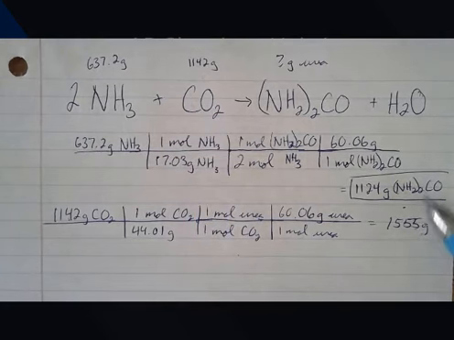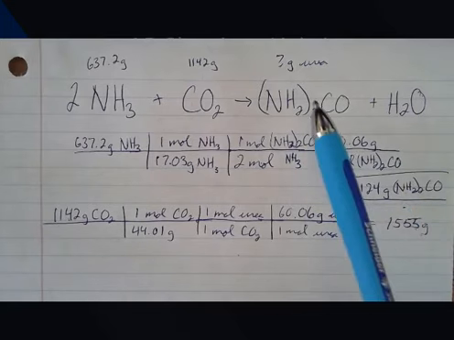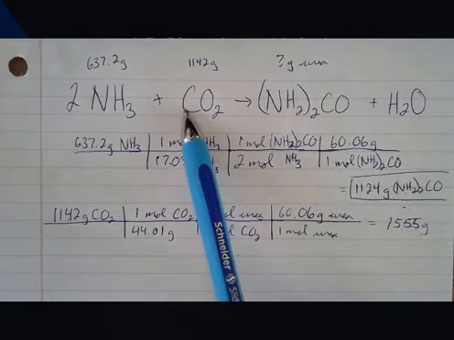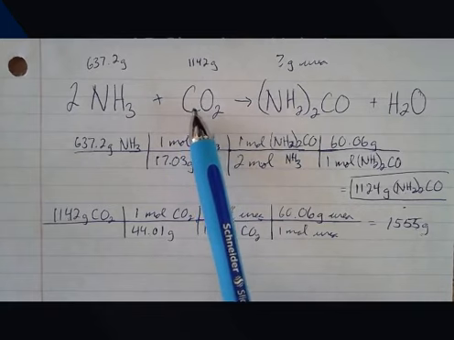That tells us the amount of urea that could have been produced if we had reacted all of our carbon dioxide. So taking the subtraction of that and then back calculating from grams of urea back to grams of carbon dioxide. That's one way to do it.